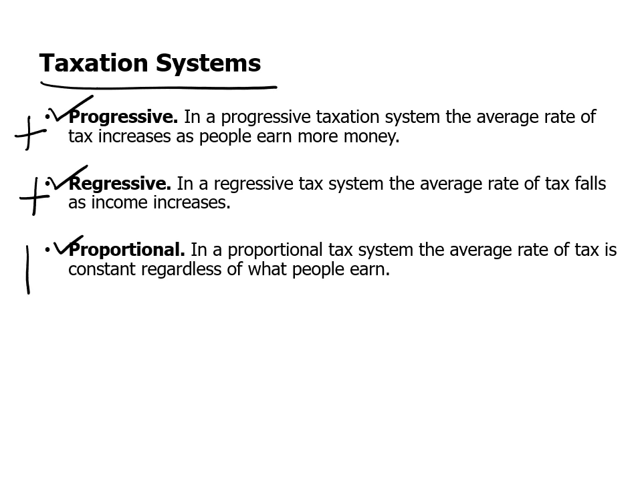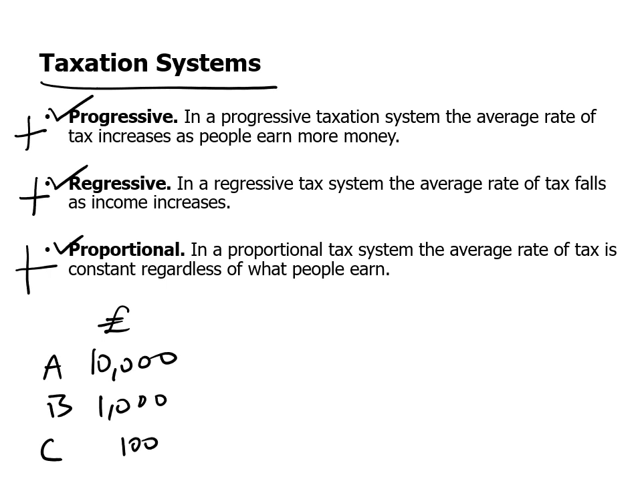In the proportional tax system, the average rate of tax is constant regardless of what people earn. Let's have an example. Let's have individual A, B, and C. Let's have individual A making the most amount of money, say £10,000. Individual B earns £1,000, and individual C earns just £100. Now let's have your progressive tax system, let's have your regressive, and let's have your proportional.